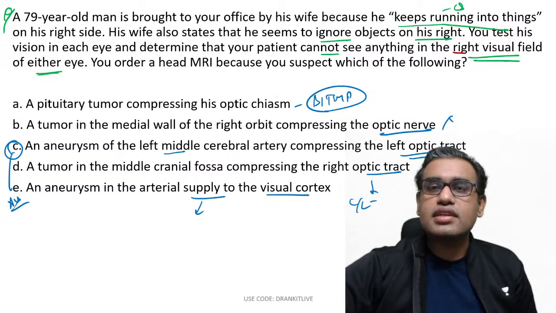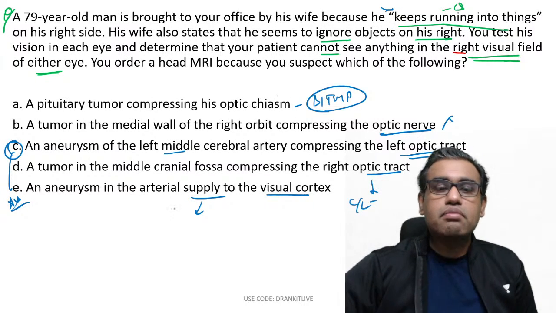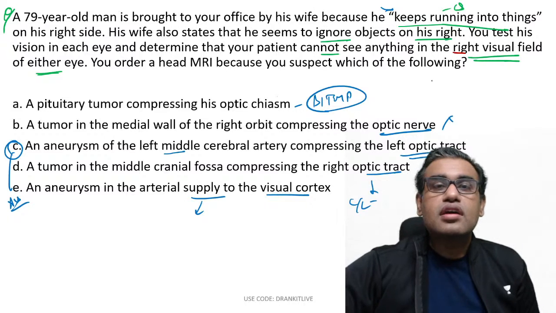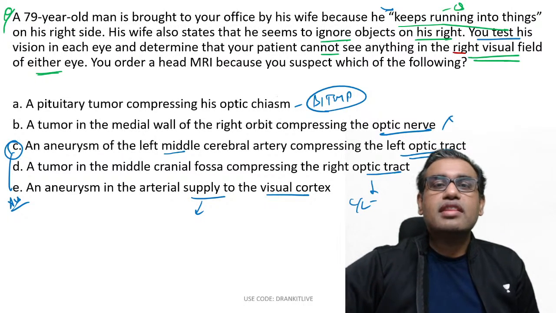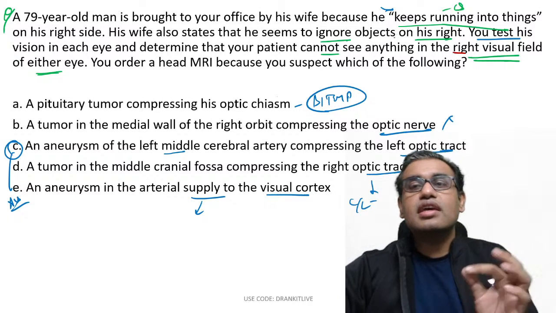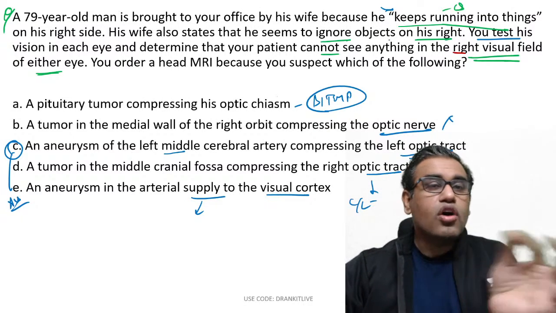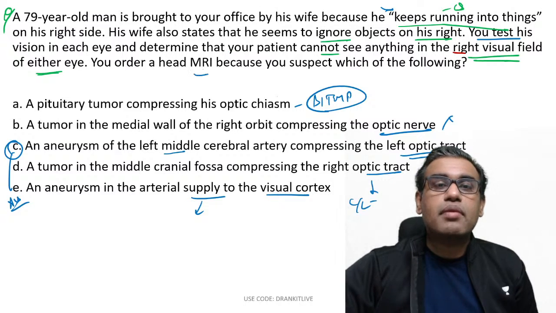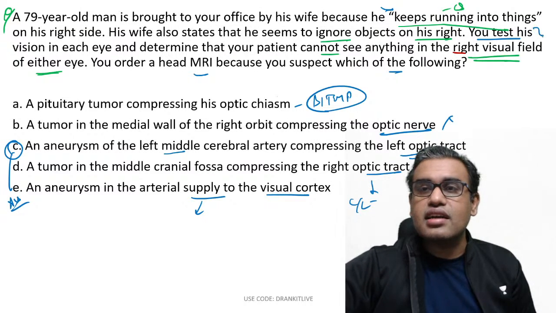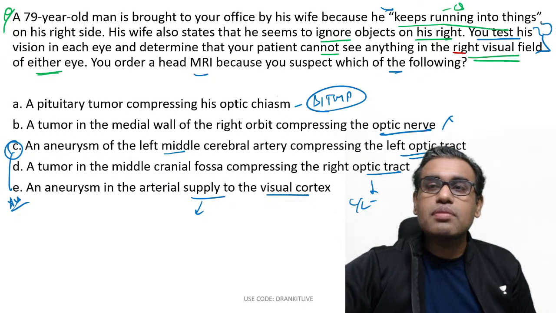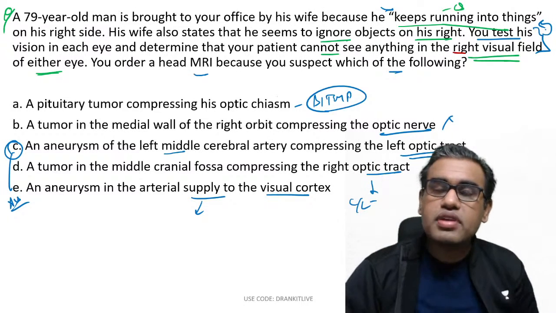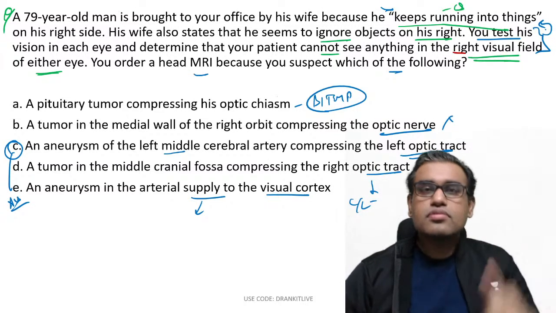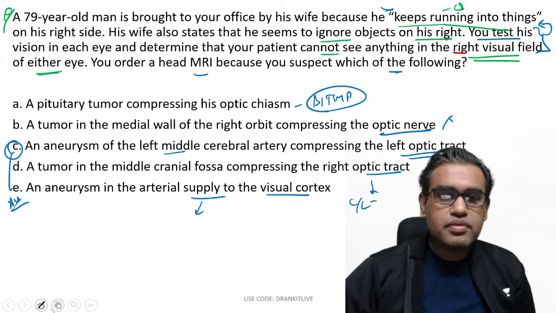First of all, do you understand this? They may omit the line where you test his vision and determine that your patient cannot see anything in the right visual field. They may just give you that he keeps running into things on his right side. You order an MRI, where do you suspect? This is just an added benefit to tell you the meaning of running into things on his right. Then you have to understand the visual tract, the optic pathway. You understood that? Point clear. Job will be done.